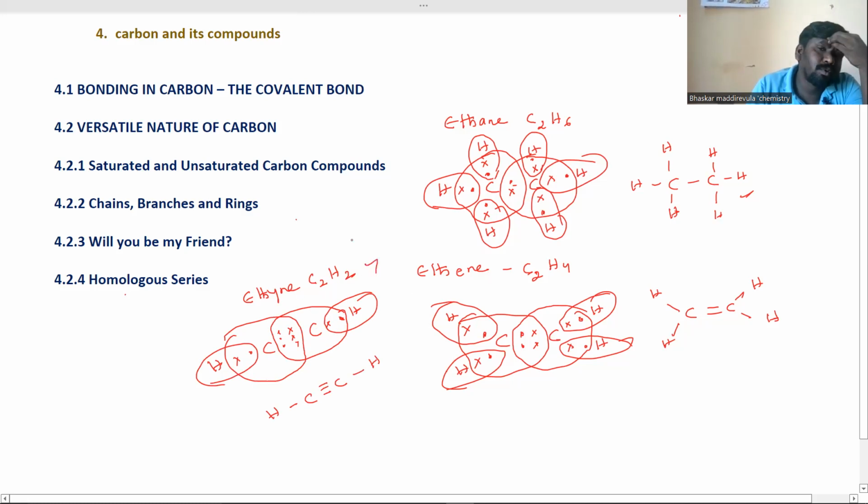Definitely they'll ask some questions from here. They may ask the differences, or they may ask for the Lewis dot structures. These are the ways they'll ask questions from this topic. Next we'll see, from chain, branched, and ring compounds, what type of questions they'll ask. From here, mostly they'll ask you to draw the structural isomers, or the structure of compounds. We'll see that also.